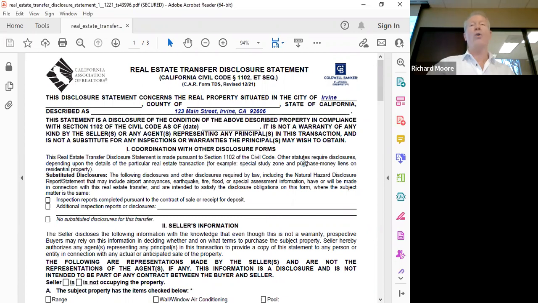The TDS law indicates that if there are any material disclosures or changes to the TDS subsequent to delivery of the TDS, the buyer has a 3-day right of rescission if delivered personally, or a 5-day right of rescission if delivered electronically. We'll go over that also.